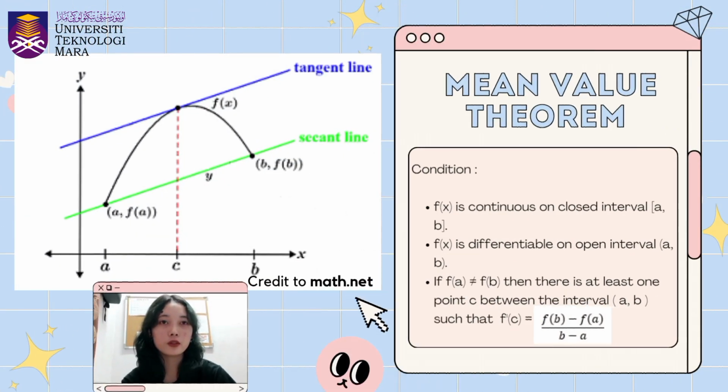Whereas the mean value theorem states that if the function f(x) is continuous on closed interval [a, b], and if f(x) is differentiable on open interval (a, b), such that f(a) does not equal f(b), then there is at least one point c in the open interval (a, b) such that f'(c) equals f(b) minus f(a) divided by b minus a.